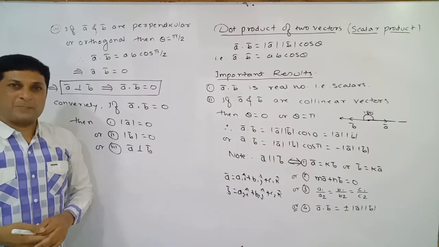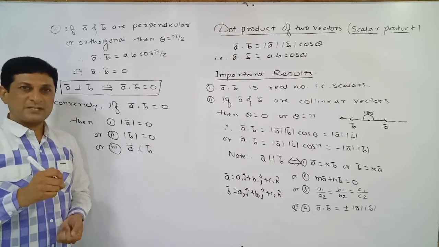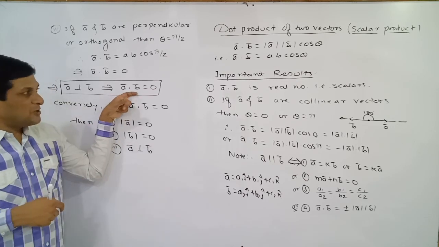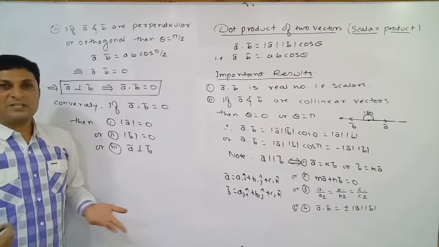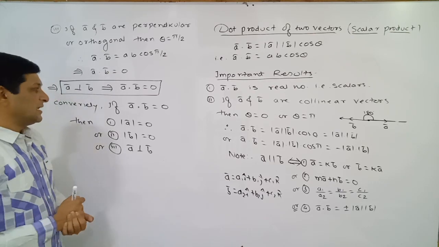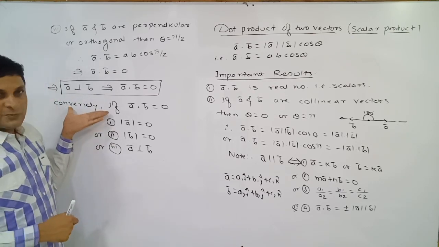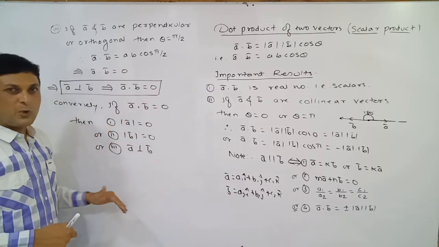And this is the very important condition we should know to show that two vectors are perpendicular. If two vectors are given to us and we have to show that they are perpendicular, find the value of their dot product. In case the value of the dot product is 0, then we can conclude that these two vectors are perpendicular to each other. Now its converse part: if the value of the dot product is 0, what different possibilities do we get?